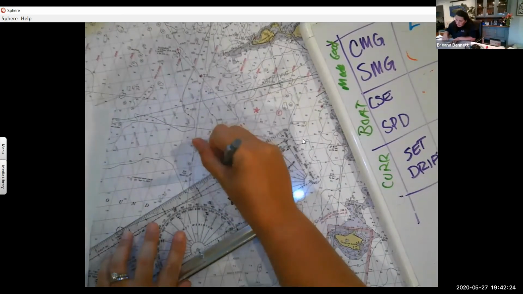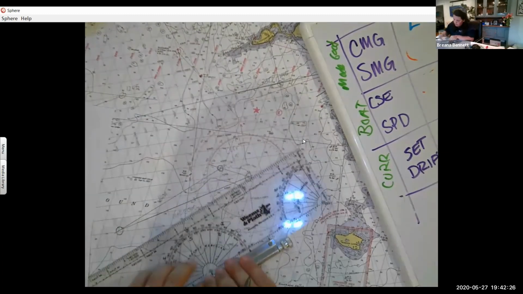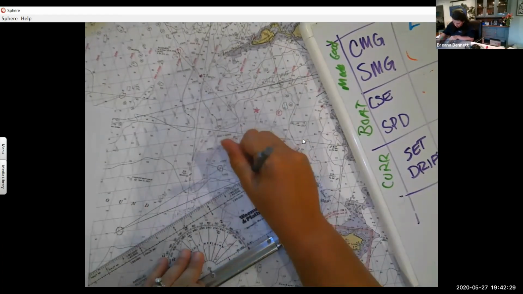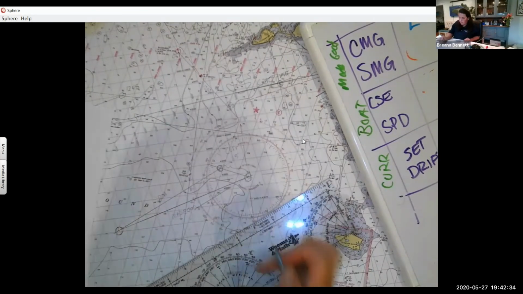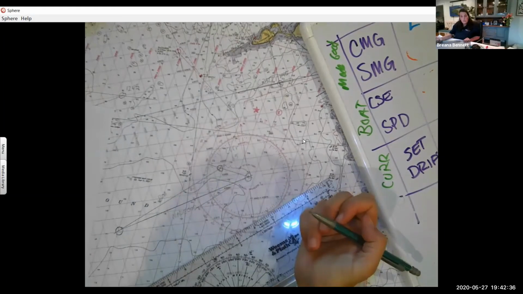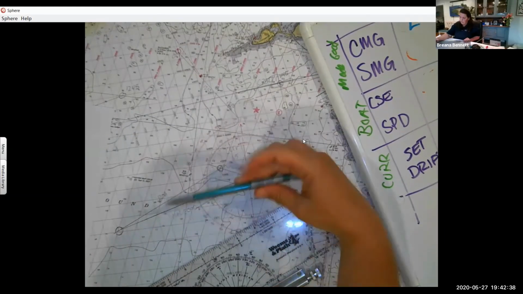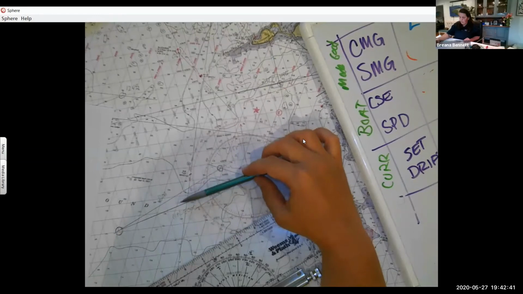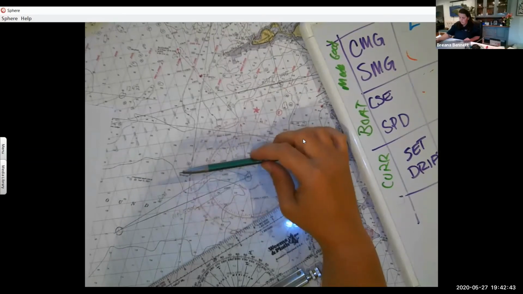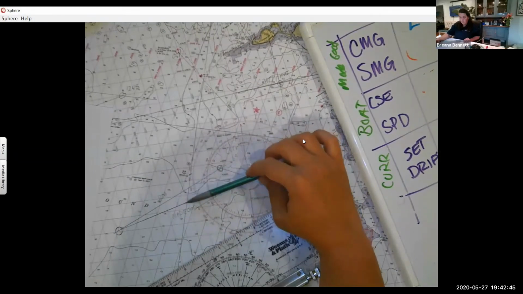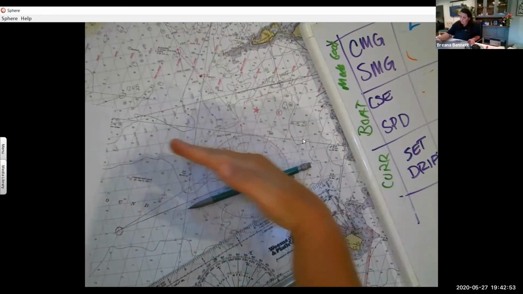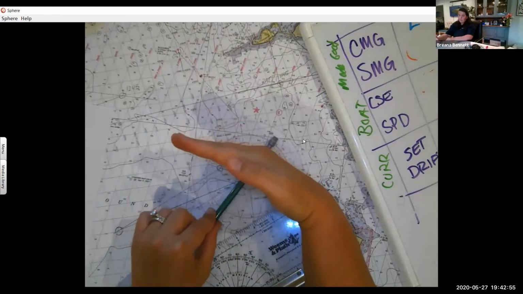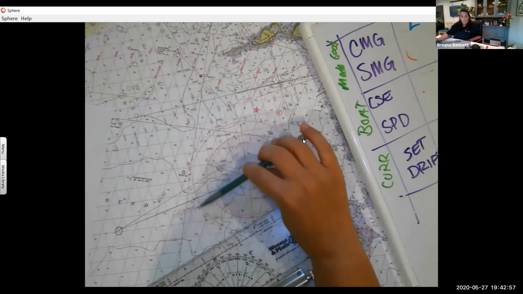I had it here. Could use my roll plotter. Right about 230 would be what I need to steer, which makes sense. If I have the current, made good, the current is pushing me to 180, so I need to steer into the current. So I need to go left, 230.